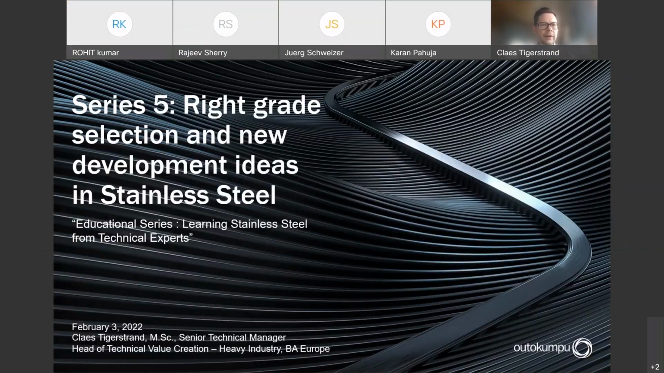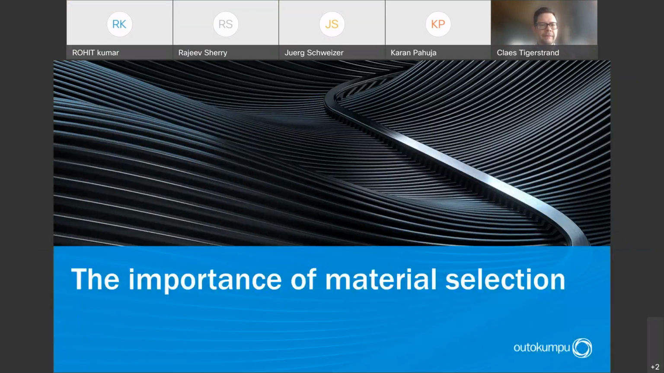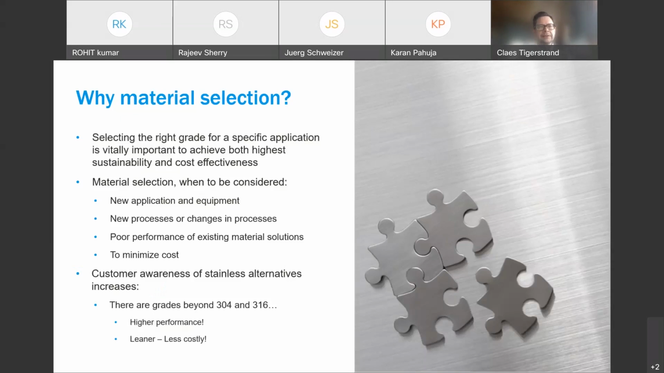Right grade selection and new development ideas in stainless steel. Let's start with talking a bit about the importance of material selection. Why do we actually need to bother about that? Of course, selecting the right grade for a specific application is vitally important to achieve both highest sustainability and cost effectiveness.